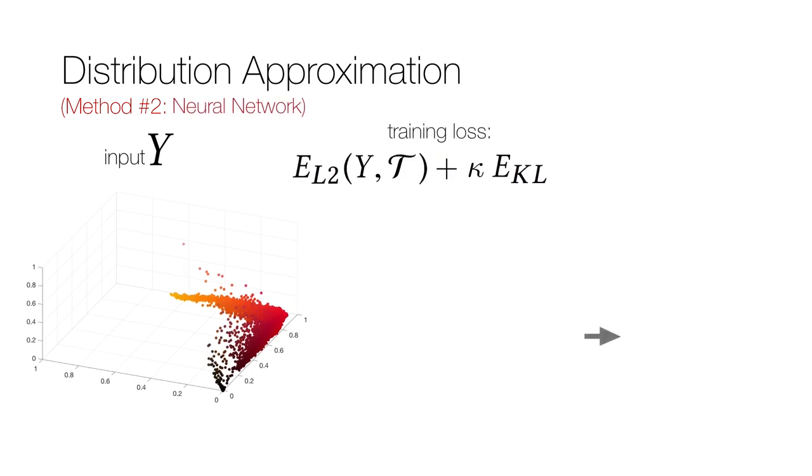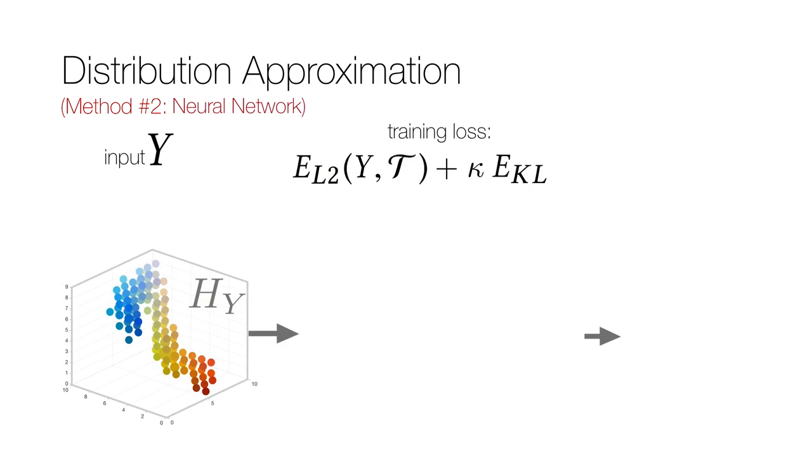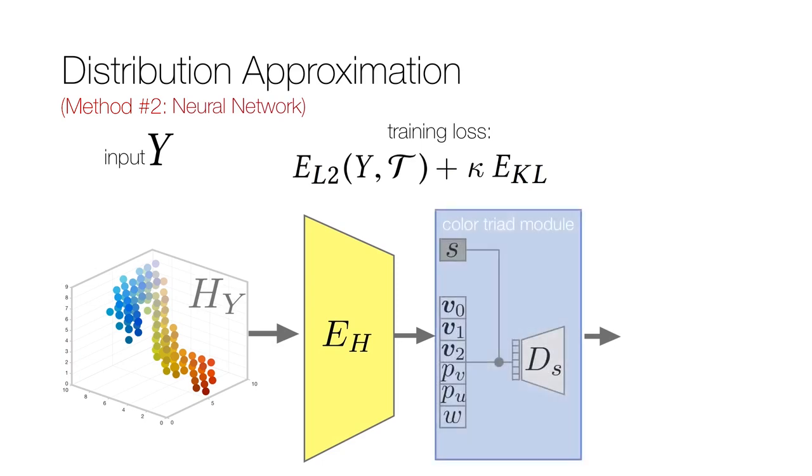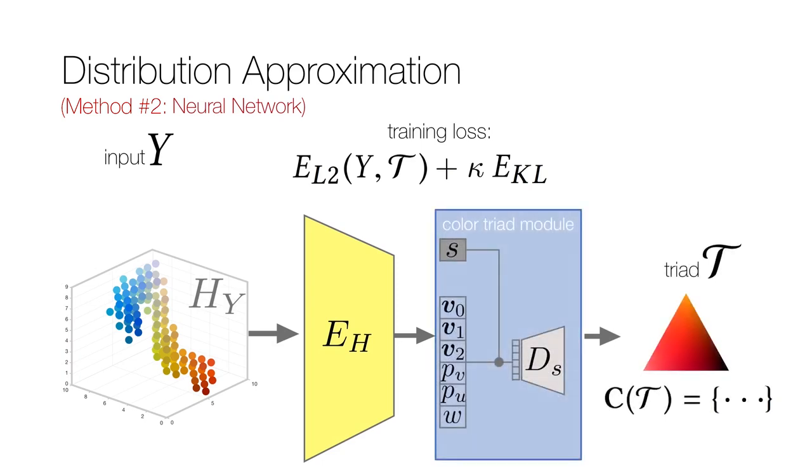We additionally implement color triad optimization using a neural network. In this case, the input is not a collection of input samples, but a discretized histogram, which standardizes the input to a fully connected encoder network, which outputs color triad parameters, which are then fed into the fully differentiable color triad module, which produces the color triad colors according to our formulation. These colors can then be used to estimate the training loss for the input samples. Unlike iterative optimization, in this case, of course, we pre-train the network using a large collection of image patches. At runtime, the network outputs the best average case solution for the input.